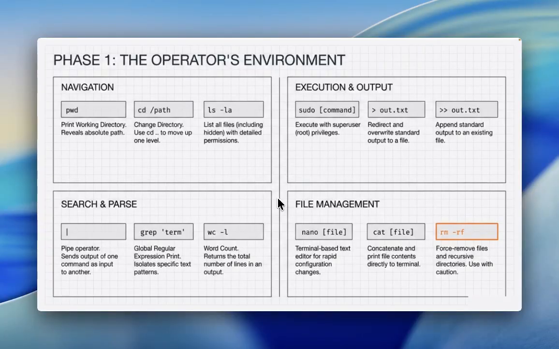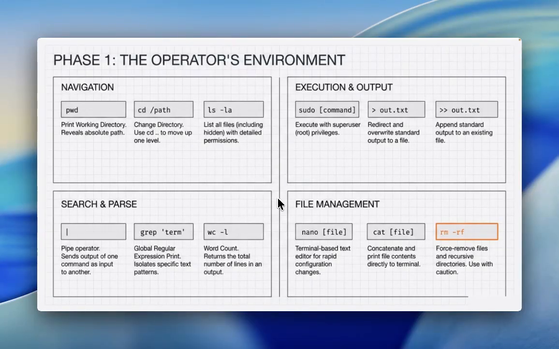.. to move up one level. ls -la lists all files including hidden with detailed permissions. Execute with super privilege, which is sudo. Redirect and overwrite standard output to a file, out.txt. Append standard output to an existing file.